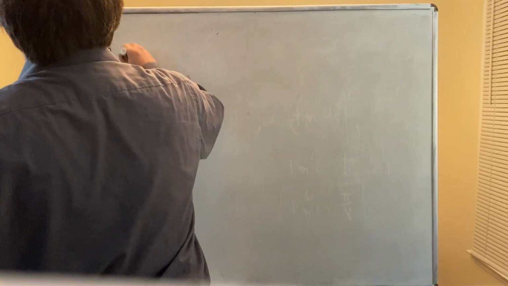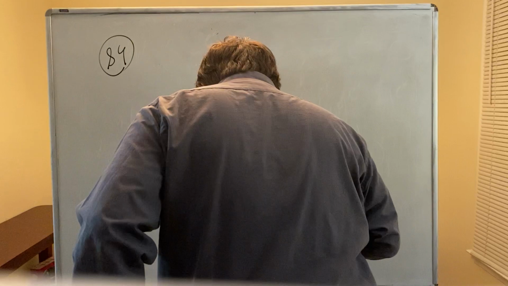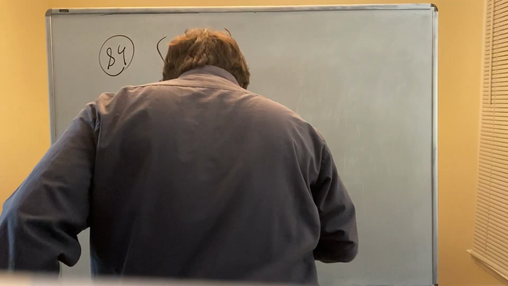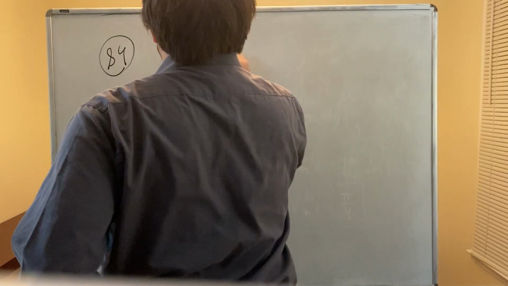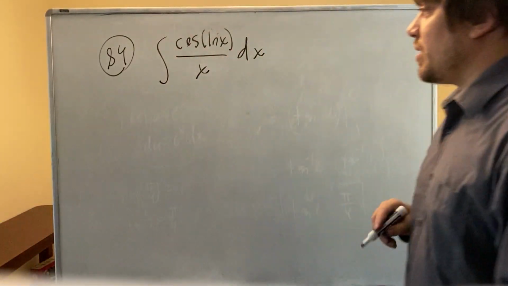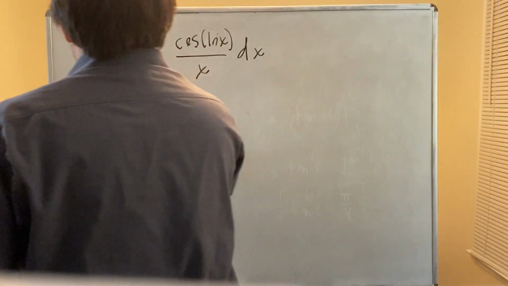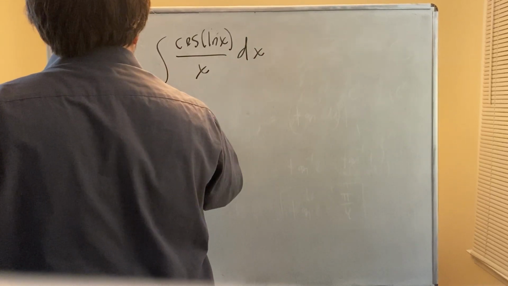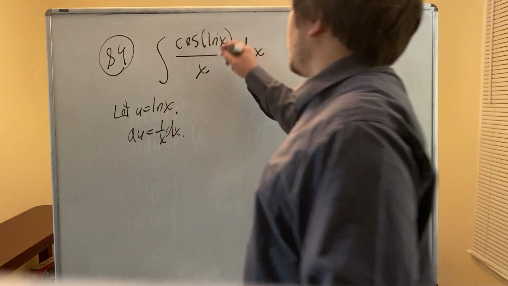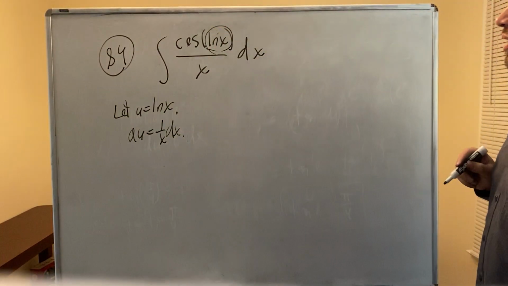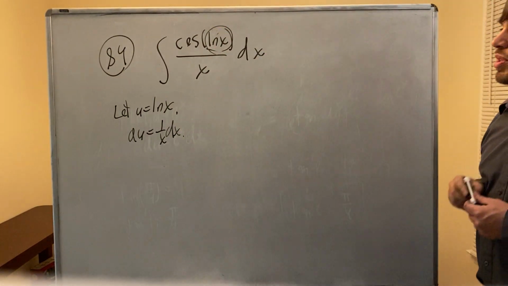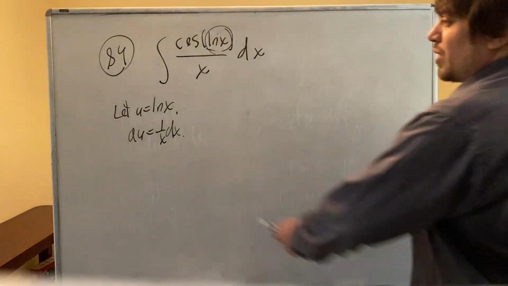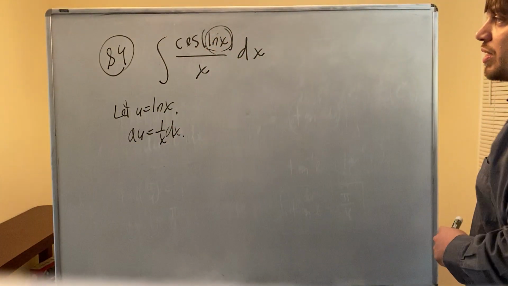Okay, so let's do 84. 84 says the integral of cosine of ln x over x dx. What is that? I will let u equal ln x. du is equal to 1 over x dx. Taking cosine of ln x is strange because usually it's cosine x, now it's cosine of ln x. We'll let u be ln x, du is 1 over x dx.